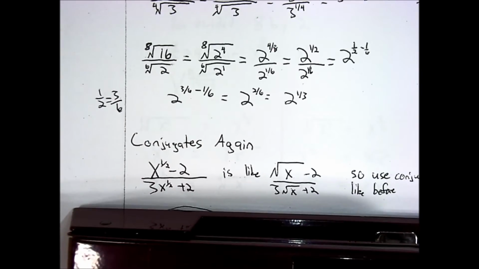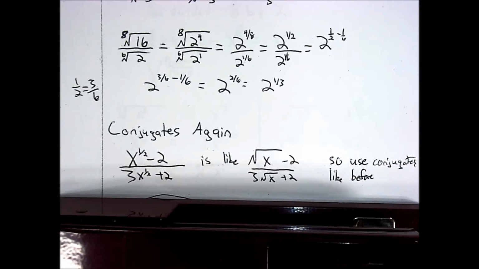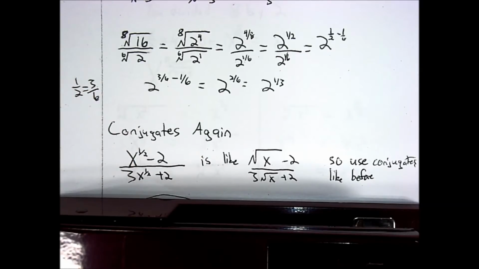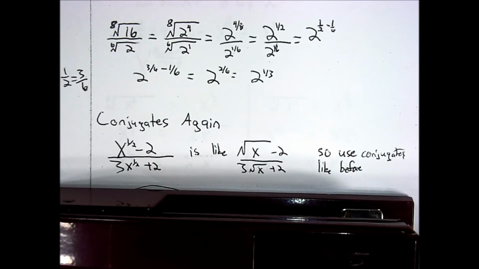Conjugates again. Like I think we did yesterday. But today they're going to be written with the rational exponent form. x to the 1/2 minus 2 over 3 times x to the 1/2 plus 2. If I were to write that in root form, that would have been the square root of x minus 2 over 3 times the square root of x plus 2. And we would have done the conjugate to simplify this expression from yesterday.